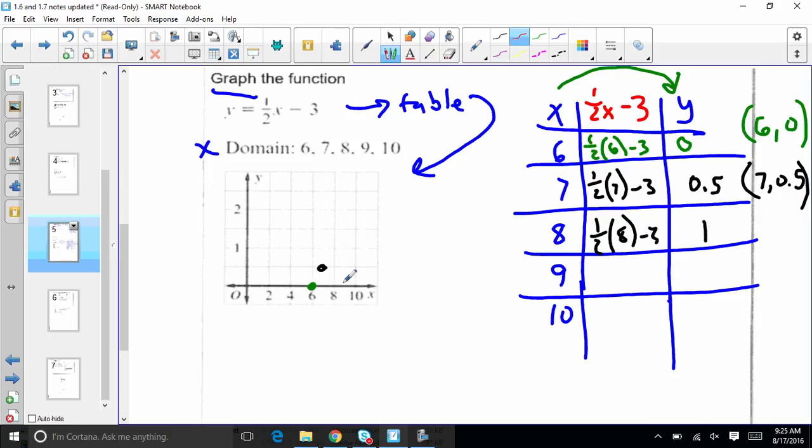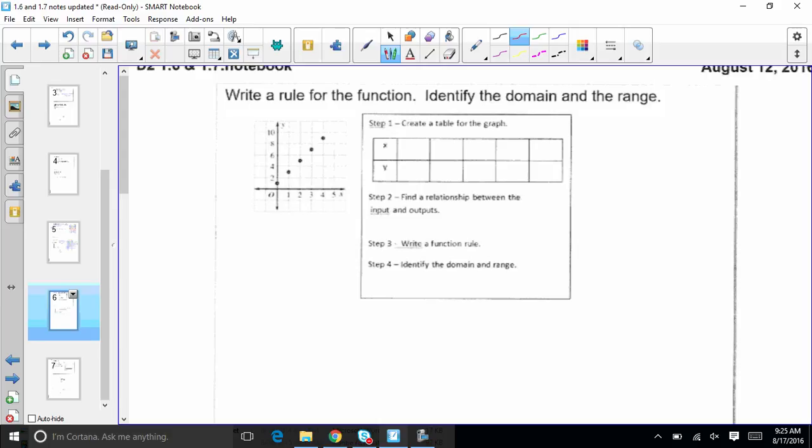I go over 8, up 1, and now I can see what my values are on the table. You guys following this? Hopefully this is making sense, and a lot of this stuff is familiar for you. Let's move down. I'm going to go on to the next slide.